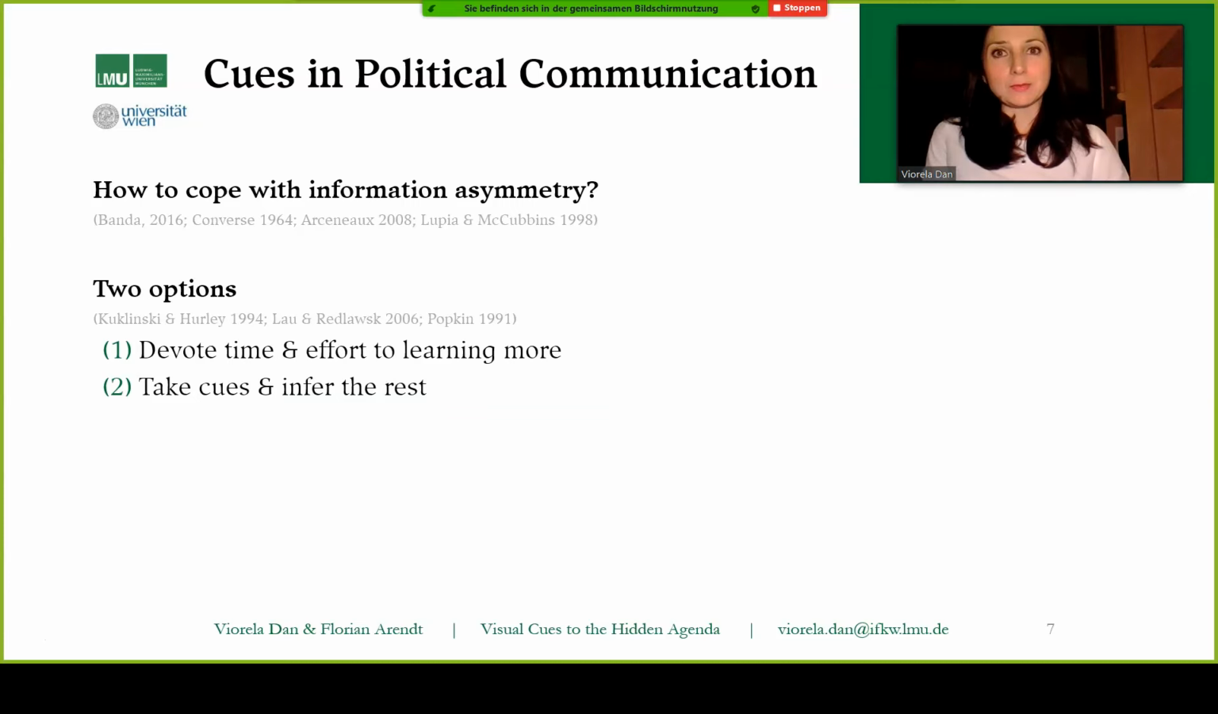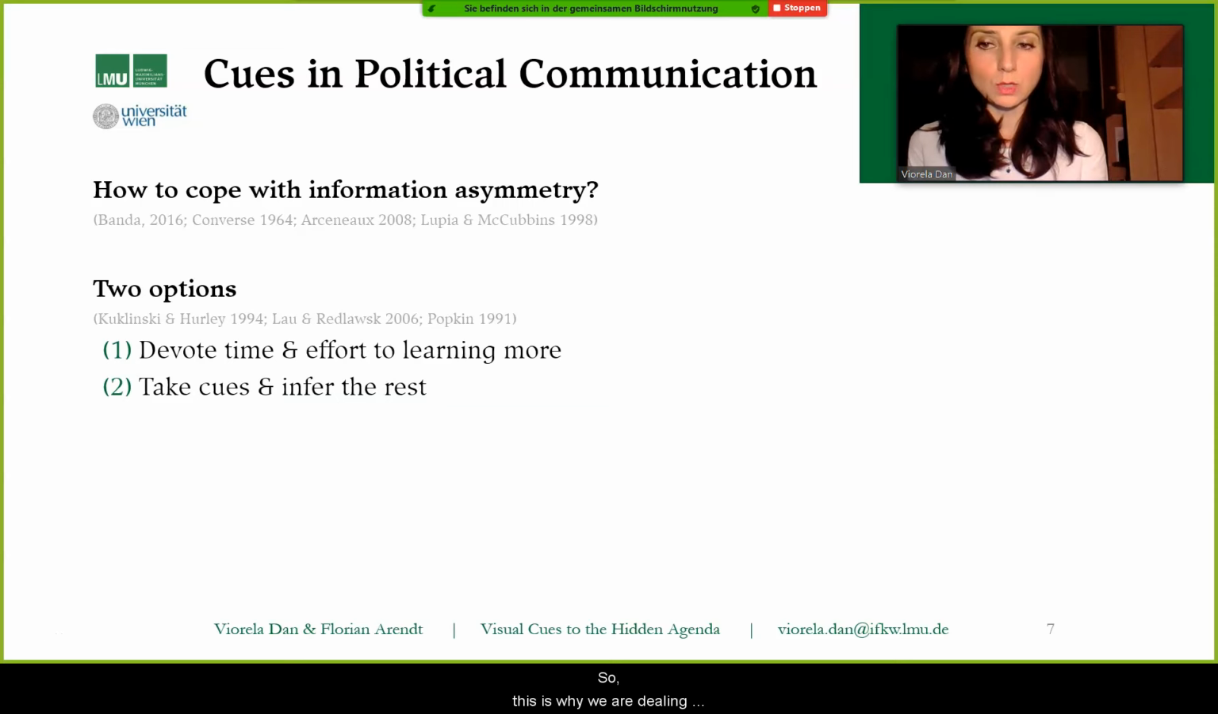Well, ideally, they would do that if this has a great democratic appeal. However, this is also unrealistic. So what we notice more often is that people take cues and infer the rest, thus that they are making decisions with low effort. So this is why we are dealing with cues here.